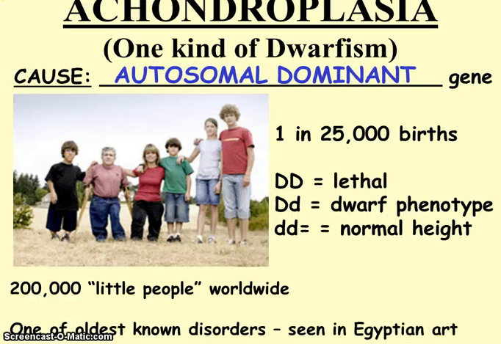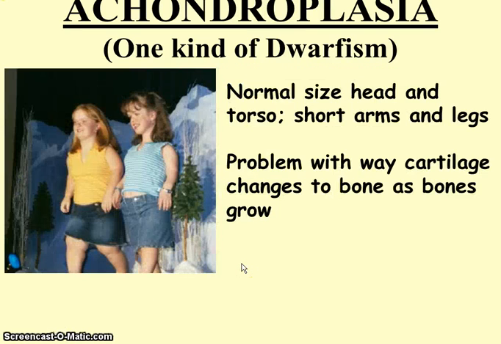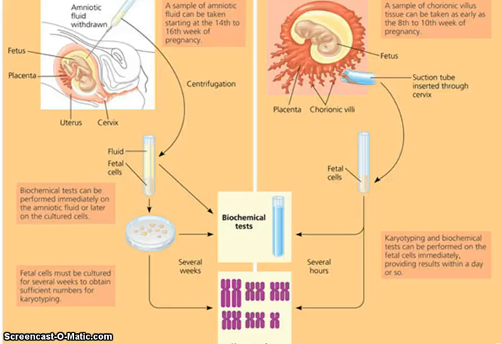Last one we're going to talk about is dwarfism or achondroplasia. And so this is also autosomal dominant. Interesting part is if you have the homozygous dominant, it's actually lethal. So there's 200,000 little people worldwide, and it's one of the oldest known disorders. So you have a normal size head and torso, but really short arms and legs. There are some problems with cartilage as the bone grows.